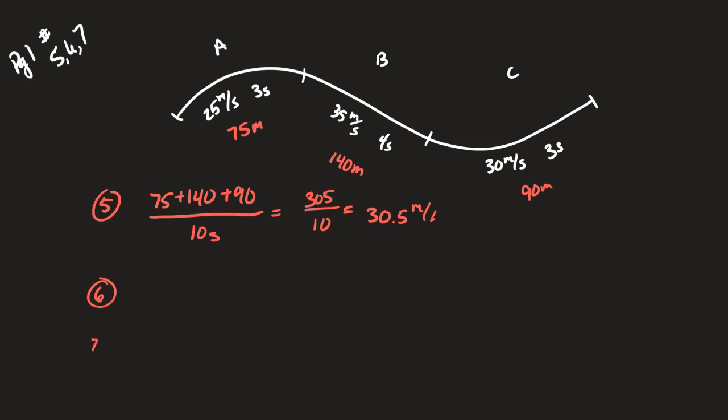Number 7, qualitatively distinguish between total distance and displacement. Displacement is path independent. That's the biggest difference. Displacement is your final position minus your initial position. But distance recognizes how far you've actually traveled. That's how they are different.